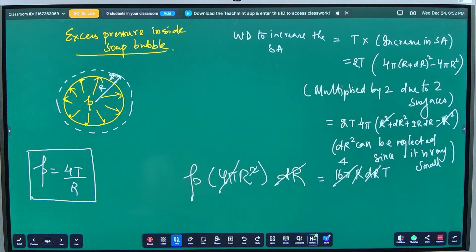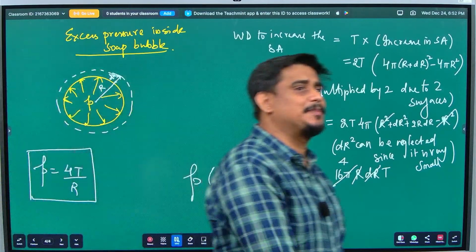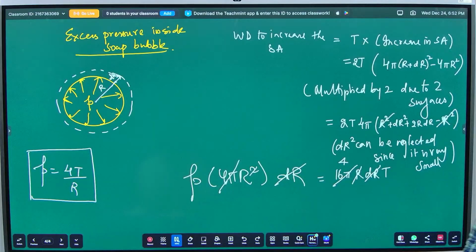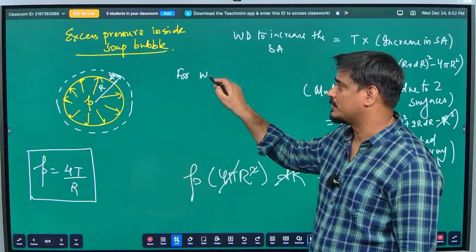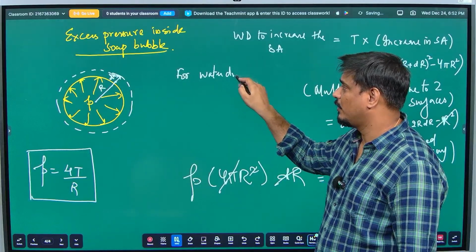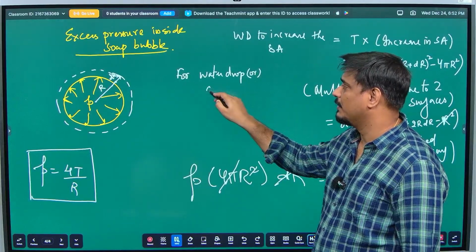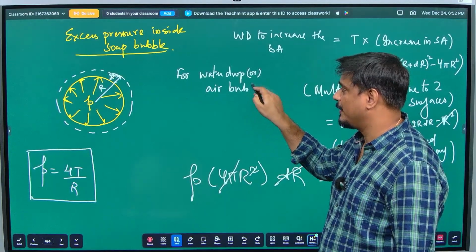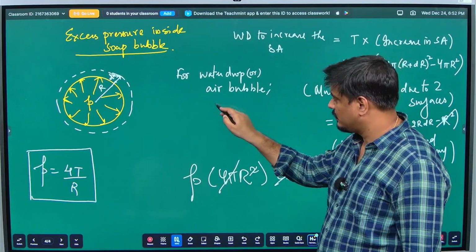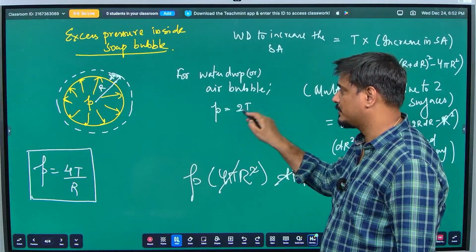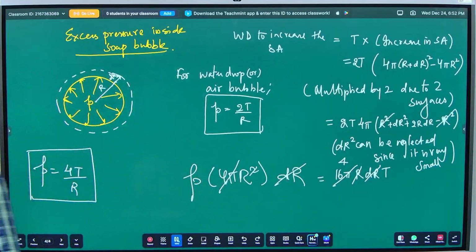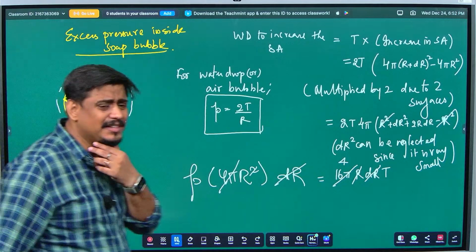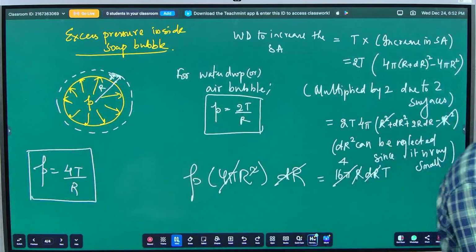Any problem in this? So excess pressure inside a soap bubble is how much? 4T by R. You should tell me what it will be for water drops or an air bubble. Divide by 2. How much is that? 2T by R. So for a soap bubble, the excess pressure is 4T by R. For a water drop and air bubble, it is 2T by R. If it is clear to you, please copy it.